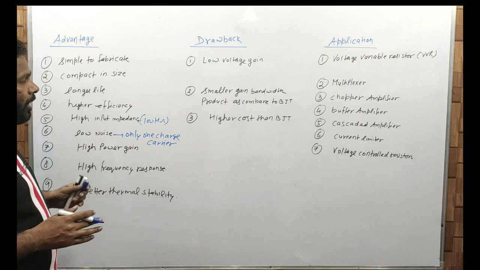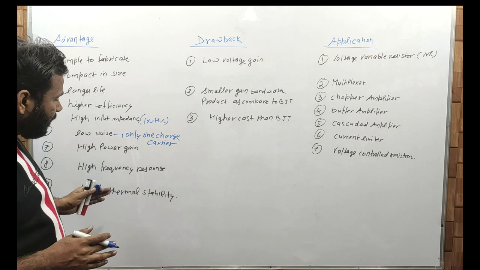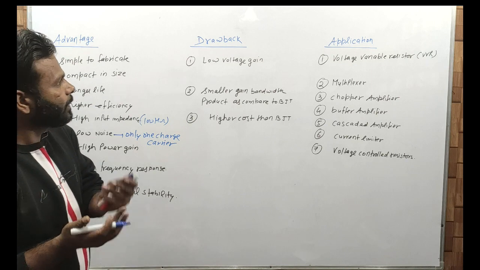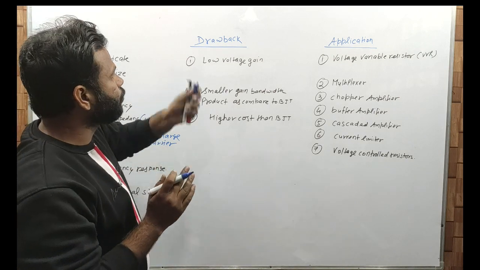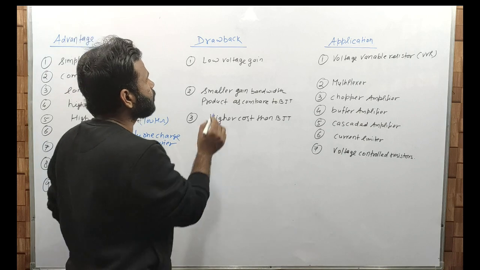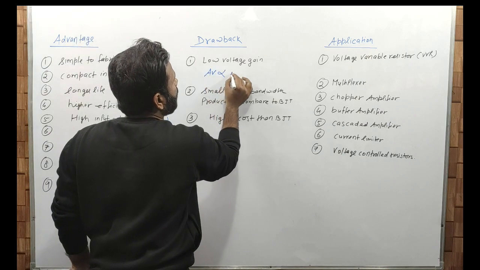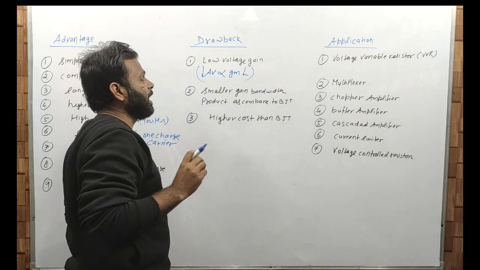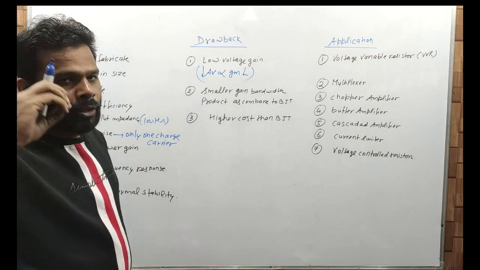Now these devices are giving better thermal stability because as the temperature increases, the mobility of the electrons decreases. Now next one is drawback, low voltage gain. Since the voltage gain is directly proportional to the conductance and conductance is low, that's why these amplifiers have low voltage gain, just because of low conductance.